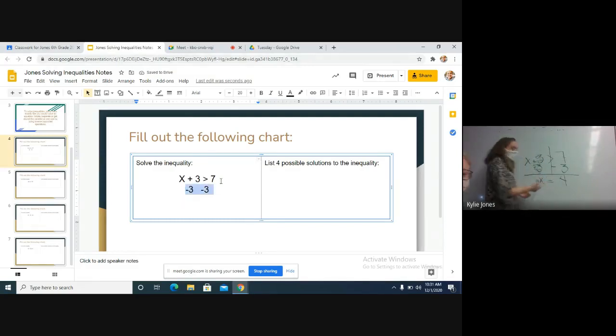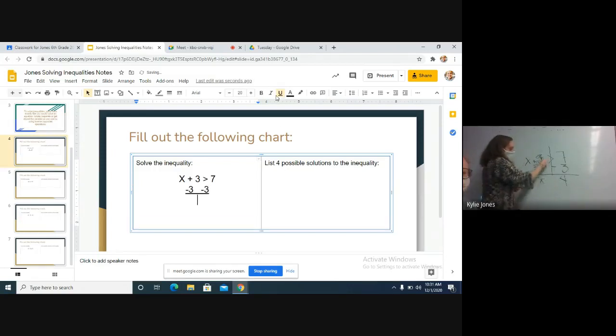X equals 4, is that my answer? No. What did we say we're solving? Yeah, careful, it's not X equals 4. X doesn't equal 4 anymore, it's not equal. X equals greater than or equal to 4? Not equal to, because we don't have the symbol. We keep the same symbol. Whatever was in our inequality, it just carries down. So, X is greater than 4.